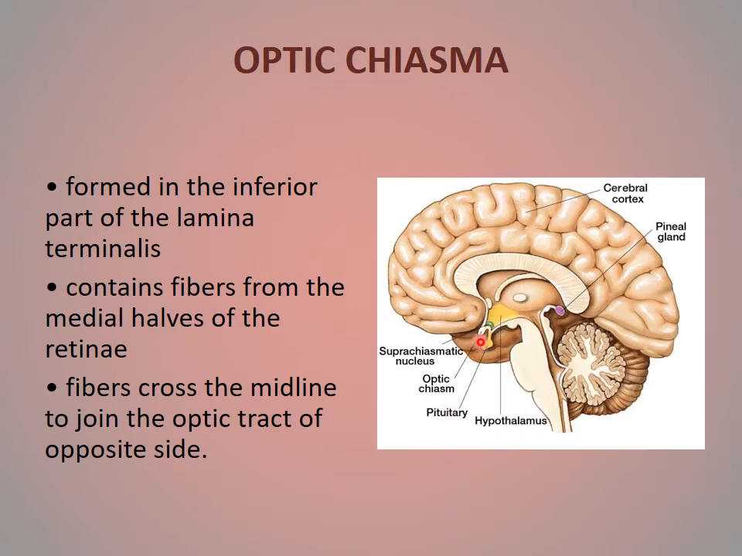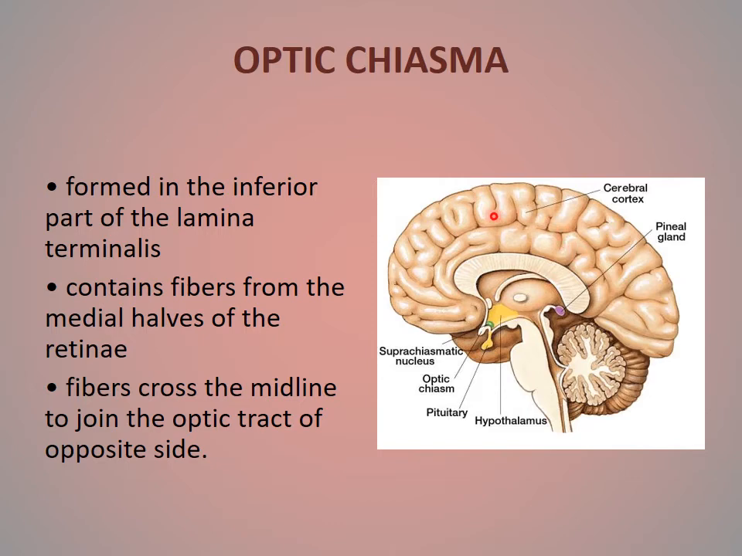Now the optic chiasma is formed at the inferior part of this lamina terminalis, and the optic chiasma will contain the fibers from the medial halves of the retinae. So the fibers cross the midline to join the optic tract of the opposite side. Now you can see all these structures.